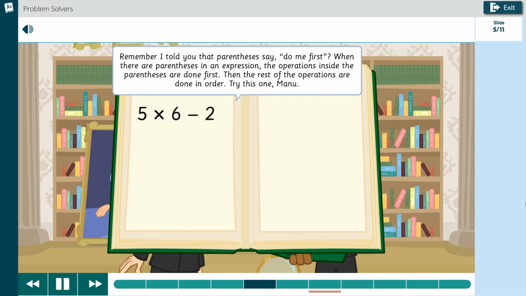Remember I told you that parentheses say, do me first? When there are parentheses in an expression, the operations inside the parentheses are done first. Then the rest of the operations are done in order. Try this one, Manu.